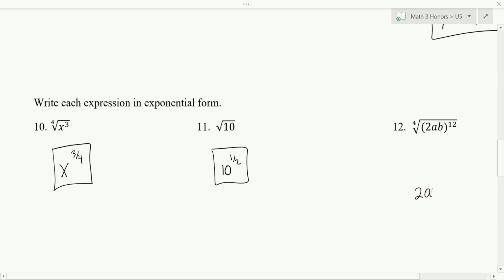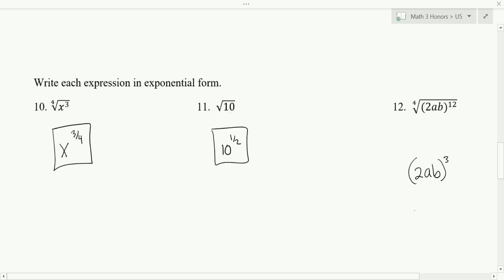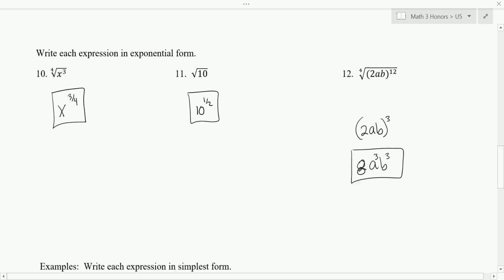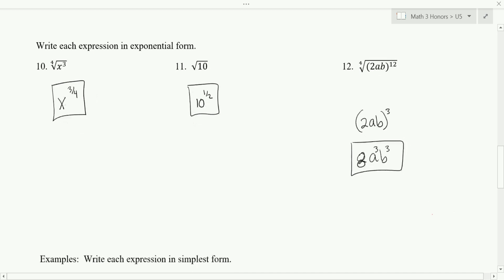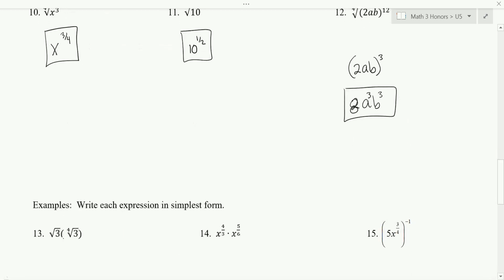2ab to the third, like that, in parentheses. Okay. And so if we simplify that further, if we get rid of the parentheses, what will it end up being? 2ab cubed, like that. Yeah, okay. You got to cube everything, right? So 8a cubed, b cubed, right? All right. So it's a little easier going the other direction.